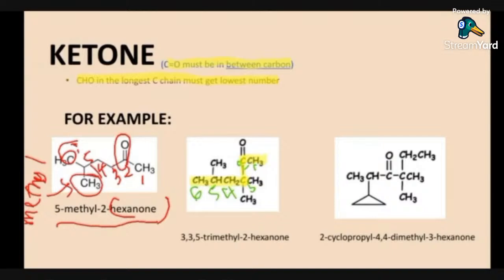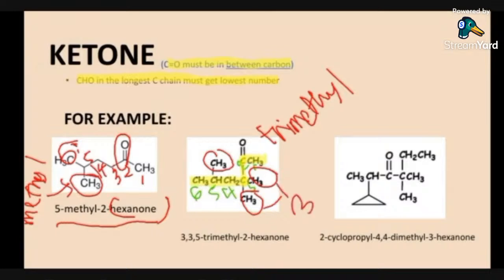So this is methyl, methyl, and methyl. So it is trimethyl. And we look at the carbon, and this 2 is at carbon number 3 and this is carbon number 5, and it becomes 3,3,5-trimethyl-2-hexanone because the double bond O is here at carbon number 2.